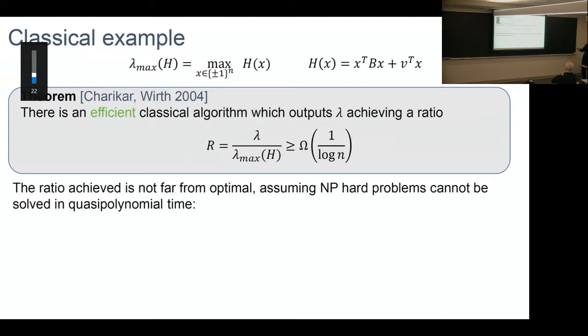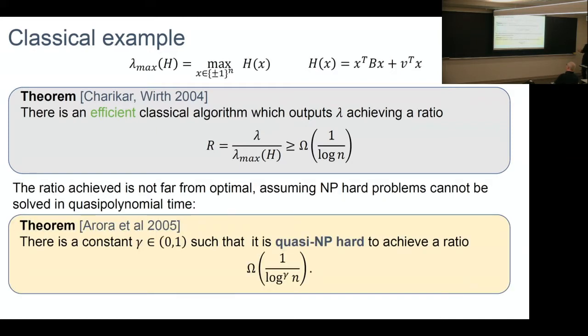Maybe the next important and non-trivial fact is about this ratio: how good is it? It's not far from optimal if you are willing to assume that NP-hard problems can't be solved in quasi-polynomial time. If you don't know what this means, just think of it as polynomial time. Not quasi-polynomial is almost exactly the same as not polynomial time. What was proved by Arora et al.